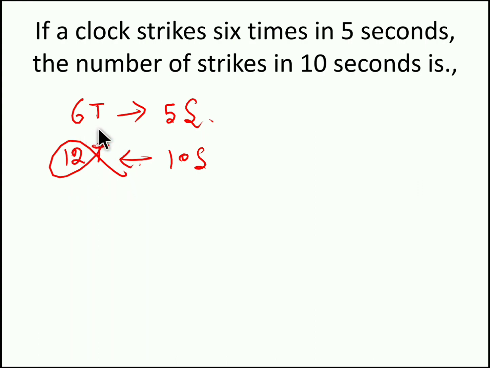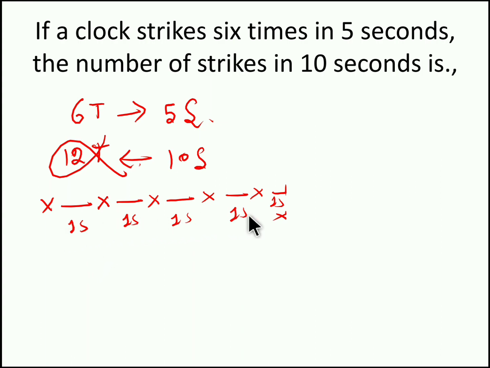So if it wants to strike 6 times, first it will strike and leave a gap, and second it will strike and another time leave a gap, and third time and a gap, and fourth time and a gap, and fifth time and a gap, and sixth time. So totally we have 5 seconds, right? So first it will strike and leave a gap. So this is nothing but 1 second, and 1 second, 1 second, 1 second, and 1 second. So for 6 strikes, it needs 5 seconds.